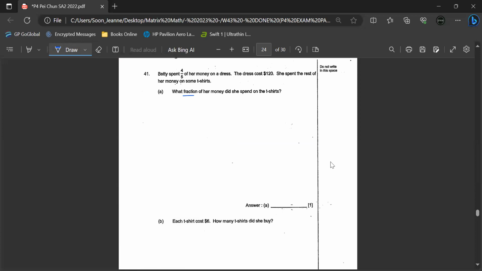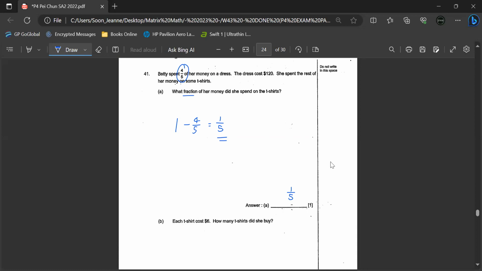It's very simple. You know that her money will be just 1 whole. Before she spent, her total amount of money is 1 whole, right? Take away the fraction she spent on the dress. Your answer is 1/5 for A. 1 mark only. So it's just as simple as that. So 1/5 of the money is on t-shirts.